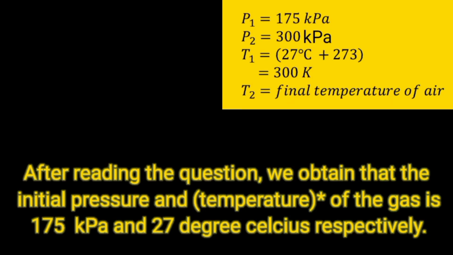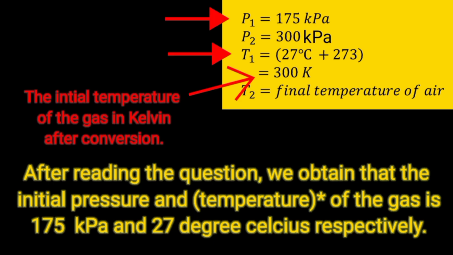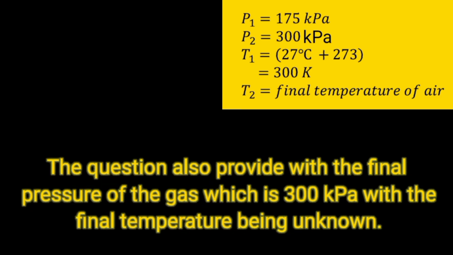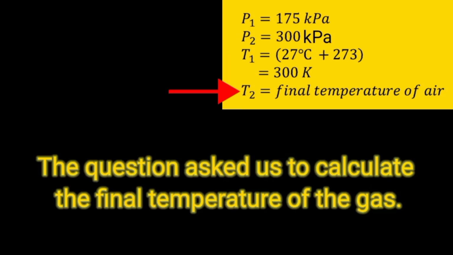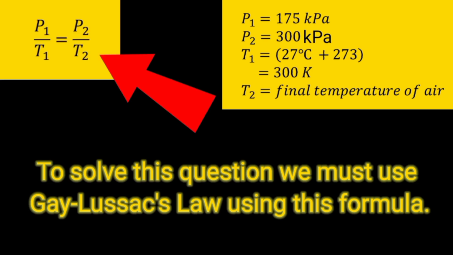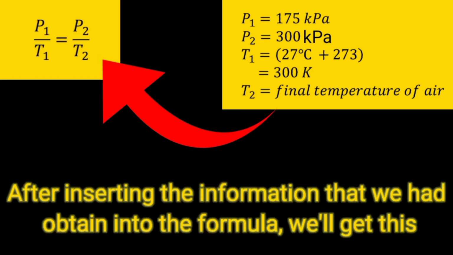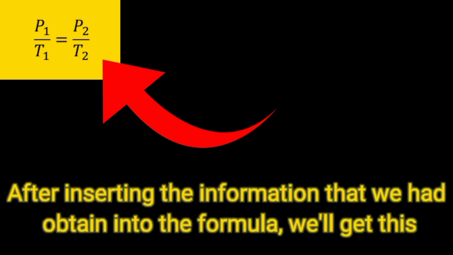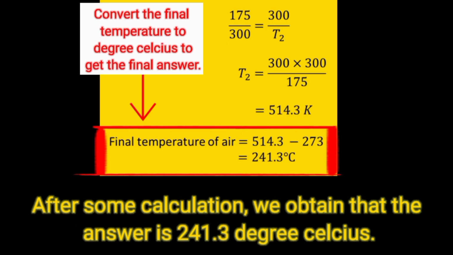After reading the question, we obtain that the initial pressure and temperature of the gas are 175 kilopascal and 27 degrees Celsius respectively. The question also provides us with the final pressure of the gas, which is 300 kilopascal, with the final temperature being unknown. The question asks us to calculate the final temperature of the gas. To solve this question, we must use Gay-Lussac's law using this formula. After inserting the information that we had obtained into the formula, we will get this. After some calculation, we obtain that the answer is 241.3 degrees Celsius.